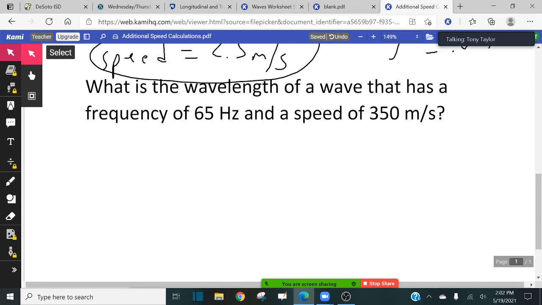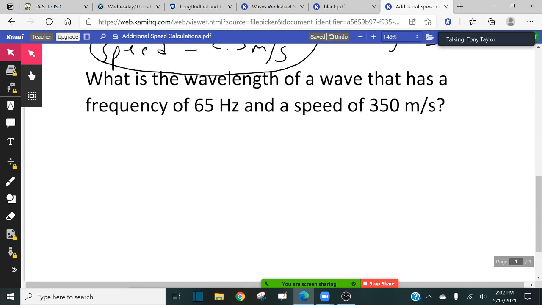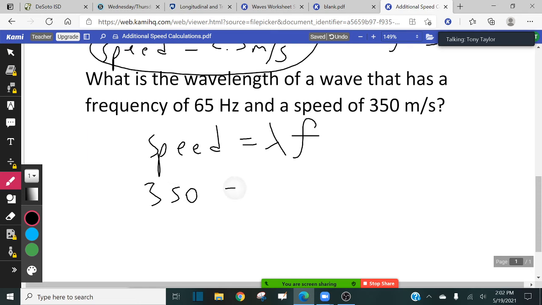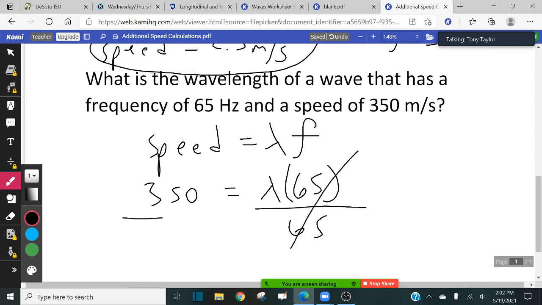All right, last one. What is the wavelength of a wave that has a frequency of 65 hertz and a speed of 350 meters per second? So here we're solving for wavelength. Okay, if speed is equal to wavelength times frequency, we know our speed is 350. We're looking for wavelength. In other words, we're looking for lambda. I'm going to plug in 65 for frequency, 65 hertz. And then I'm going to divide both sides by 65. Whatever I do to one side I have to do to the other.